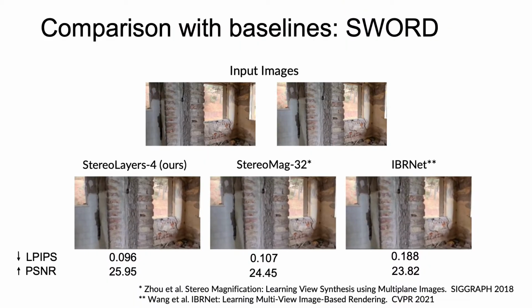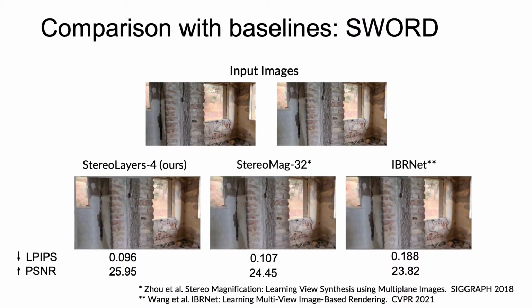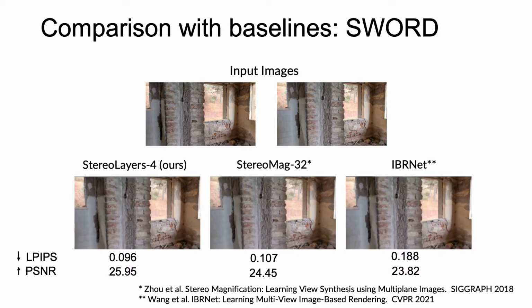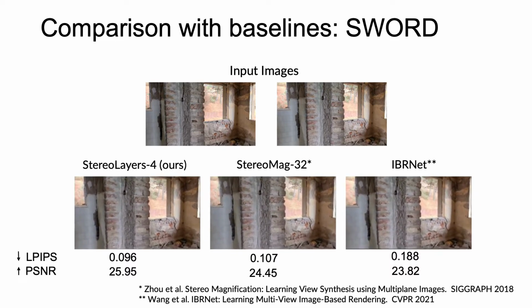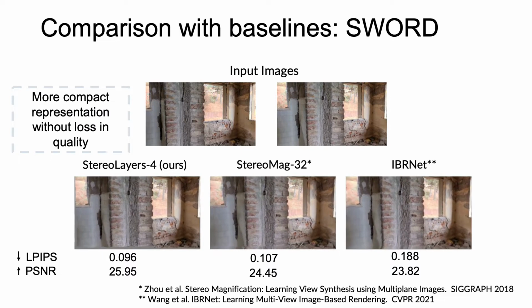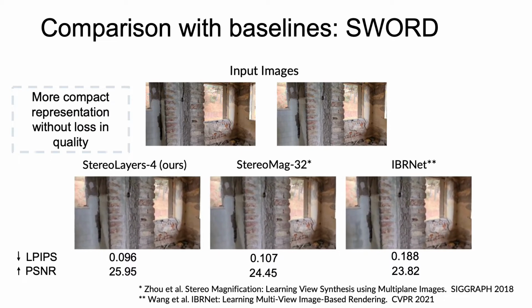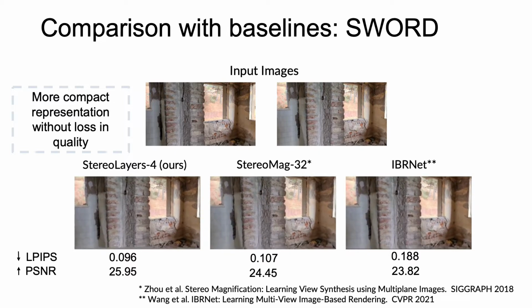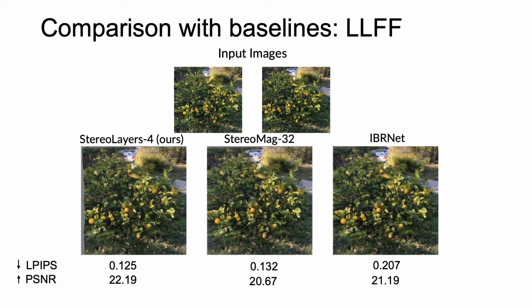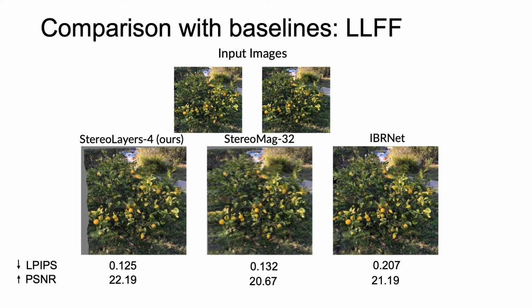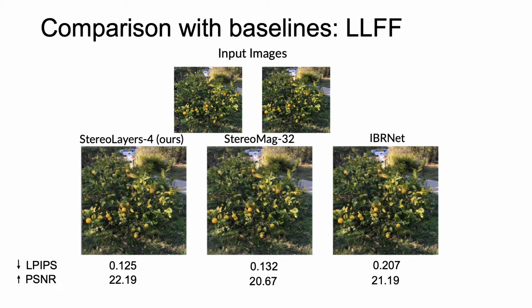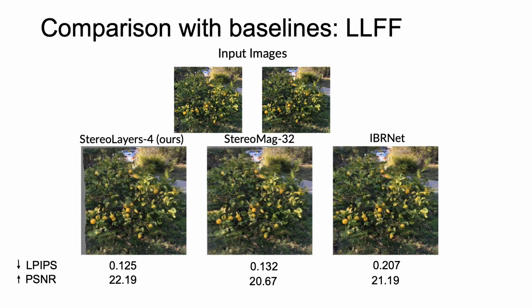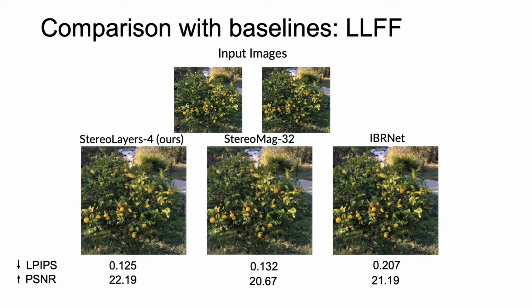Here, you can see a comparison of our method to the most closely related StereoMag system that uses a dense proxy of 32 rigid planes, as well as to a more recent IBRNet method based on the estimation of radiance fields. Despite using fewer layers, our model provides sharper images with fewer artifacts. These results were obtained for the popular LLFF benchmark.